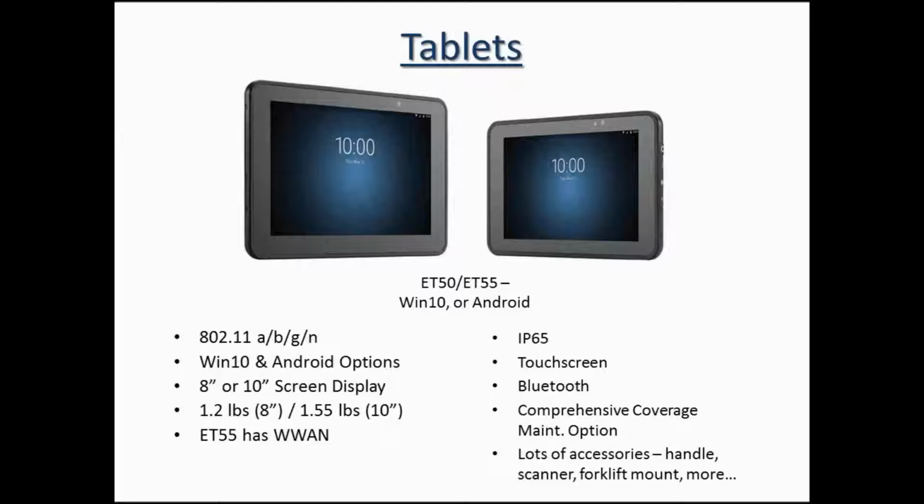The difference is the ET50 has WLAN only, the 55 has WLAN and cellular. So as you can see by the weights I have on here, they're pretty light, and they are extremely rugged. But again, with a tablet, my favorite part from Zebra is that these are swappable batteries. You do not have to plug it in order to charge it. You can take a battery in and out.